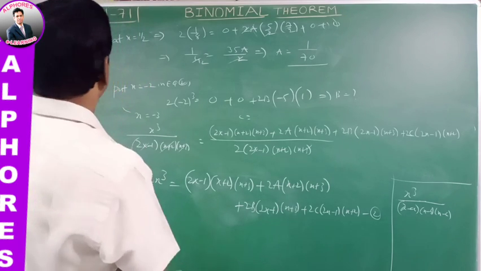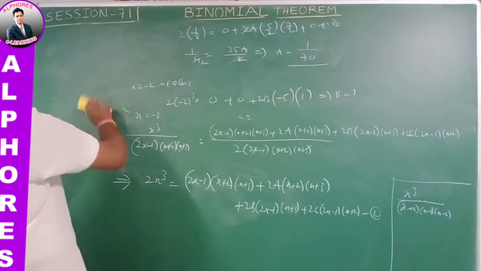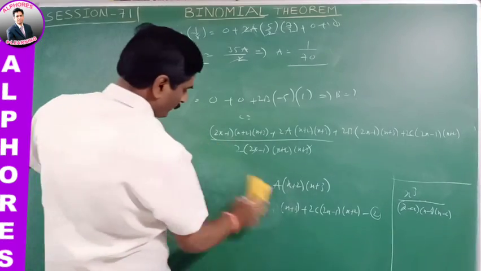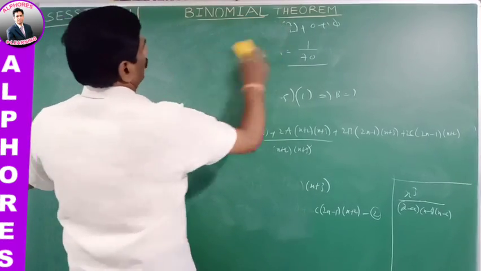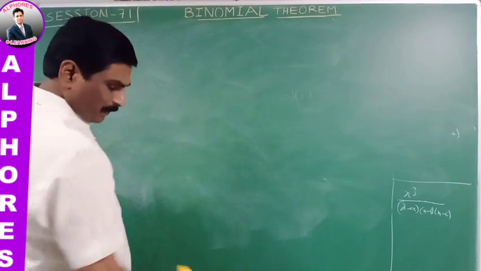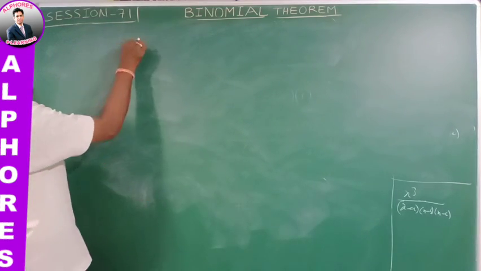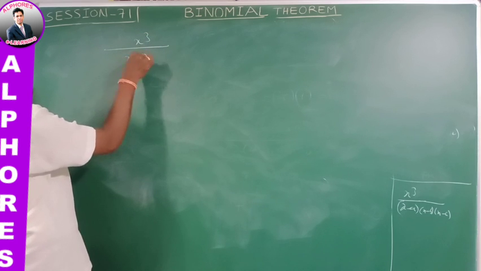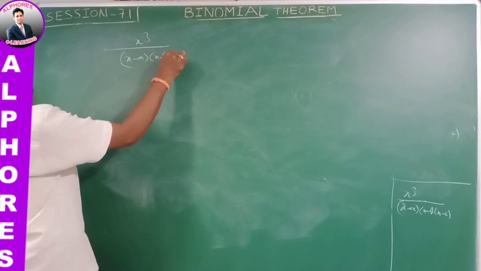Next, Example 2. Find the partial fractions of x cube by x minus a into x minus b into x minus c.